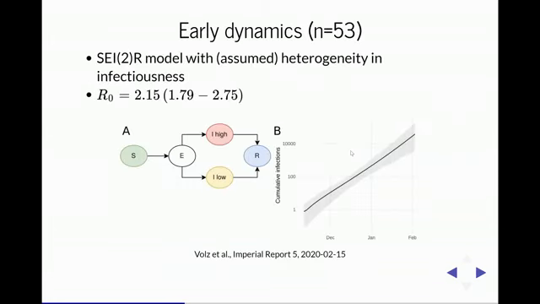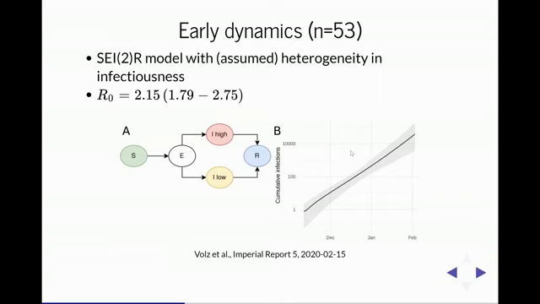There are a number of studies I'd like to pick out. One of the earliest ones is a report from Imperial led by Erik Volz, and they had a compartmental model where they had assumed heterogeneity in infectiousness. So they assumed that there were people who are highly infectious and people who are less infectious, and using this model, they fitted it to a small number of sequences, only 53, predominantly from China, and from that could estimate R0, which was reassuringly consistent with estimates that were coming out from analyses of cases and deaths.